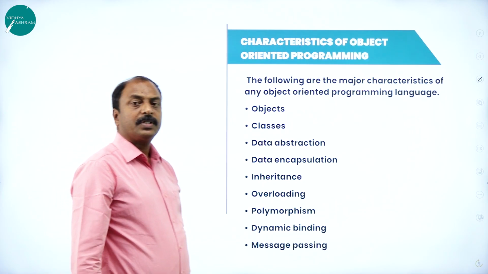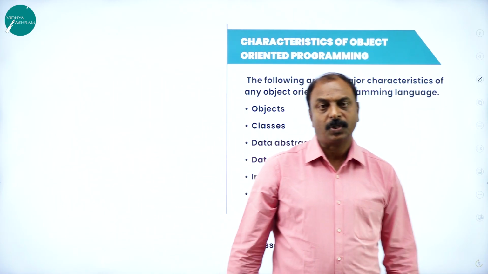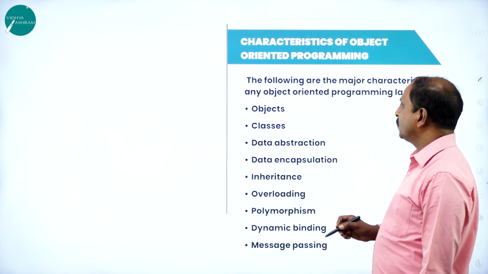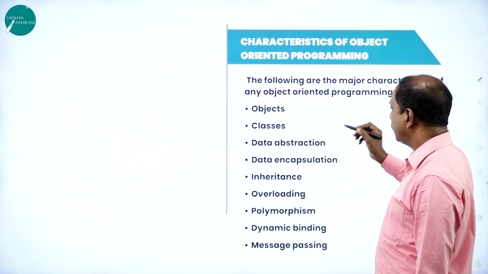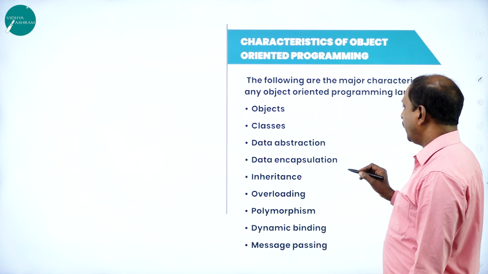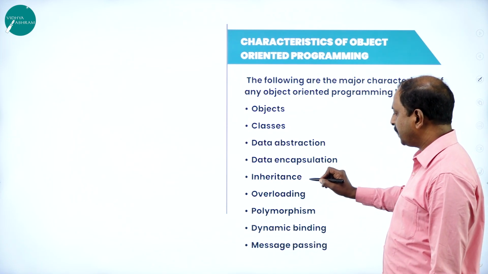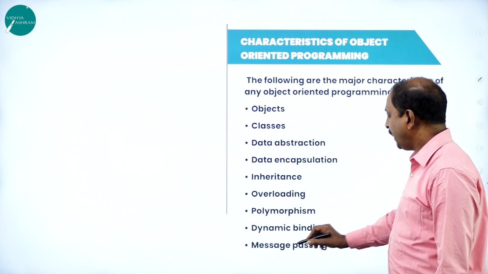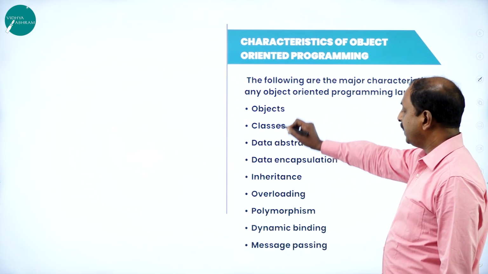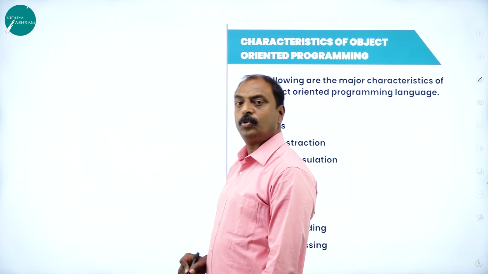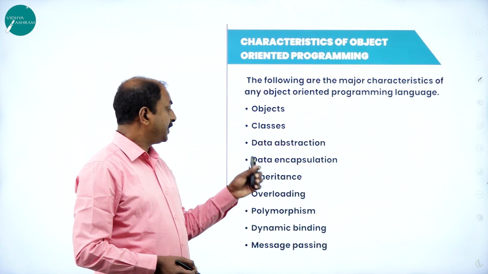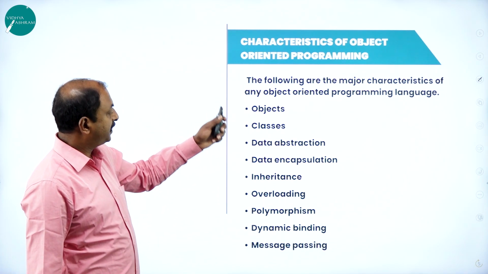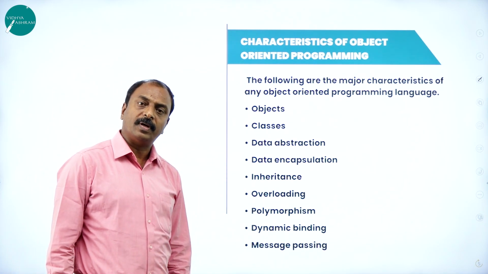Now let us see what are all the characteristics of OOPS concept. So here these are the different characteristics of OOPS concept. One is objects, classes, data abstraction and data encapsulation, inheritance, overloading, polymorphism, dynamic binding and message passing. All these are the different characteristics of OOPS concept, and these characteristics can be implemented through programming concepts. Let us discuss the definition of these things one by one.